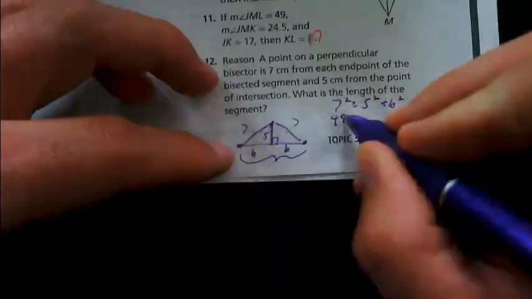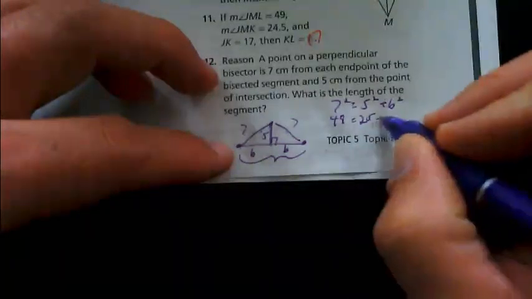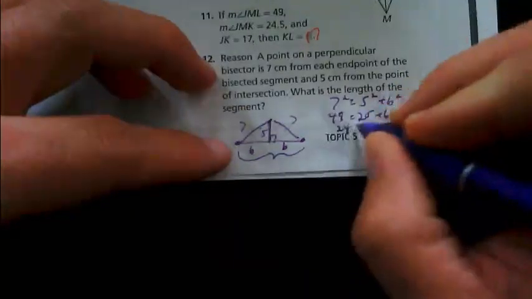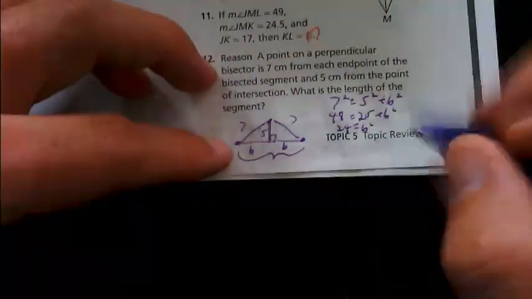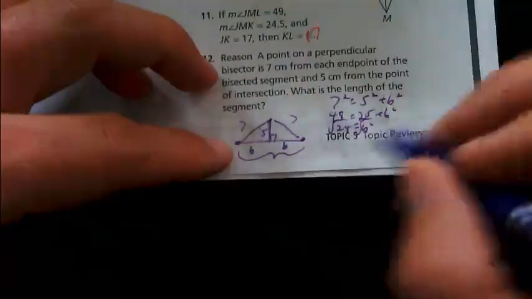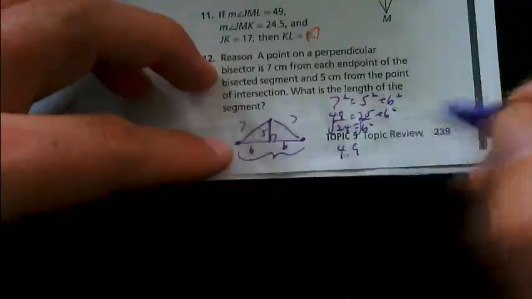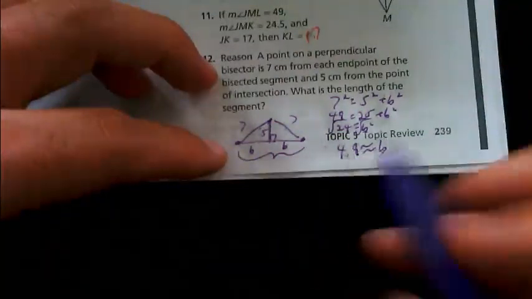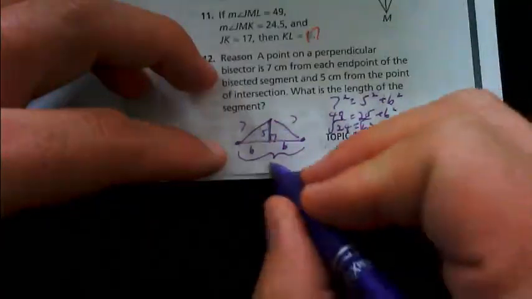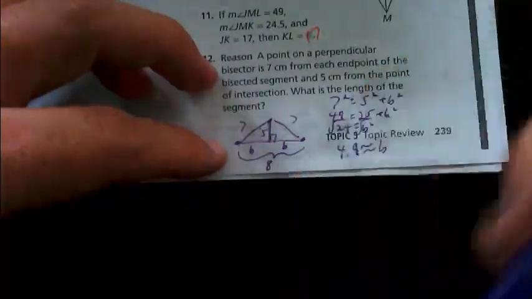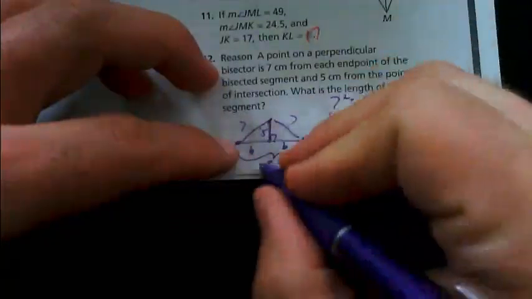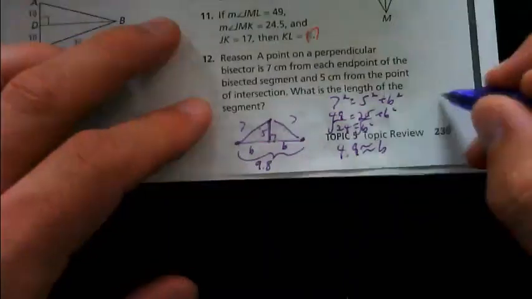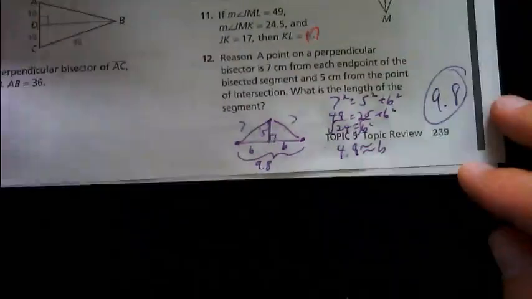7 squared is 49. 5 squared is 25. Subtract 25 from 49, you're left with 24. We haven't gotten to simplifying radicals yet, so when you take the square root of this, I'm okay with it as a decimal. It'll be 5.9 if you round. So then when you get this one, we're going to have to double that, so that's going to be 9.8. And that'll be our length. That's our final answer. All right, next.